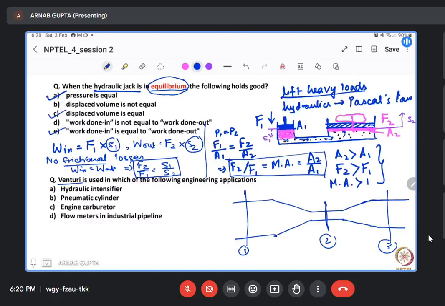So what happens as the liquid moves? Now we are dealing with hydrodynamics, not hydrostatics, because here the entire liquid column is moving.